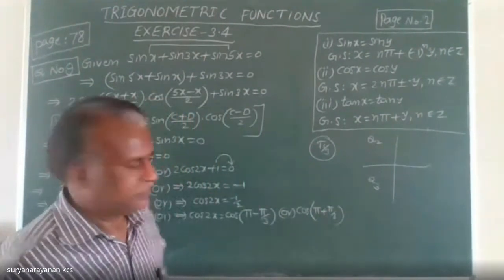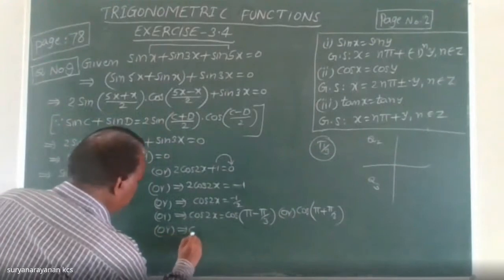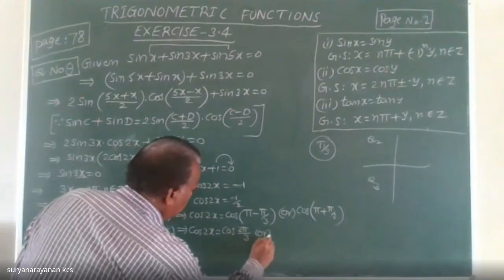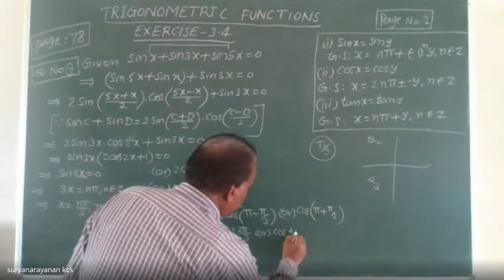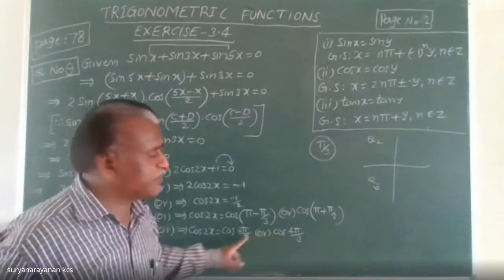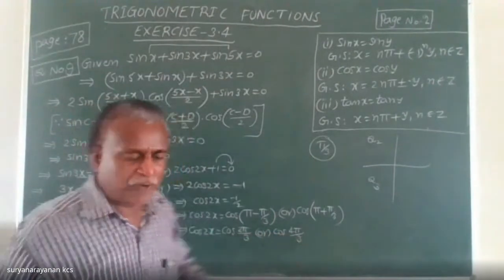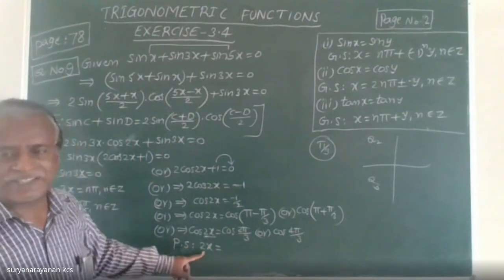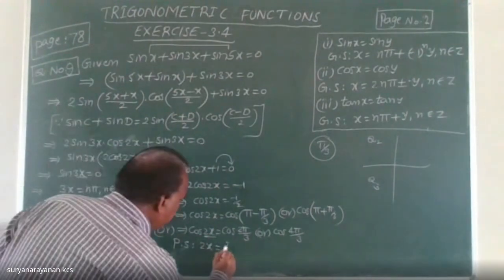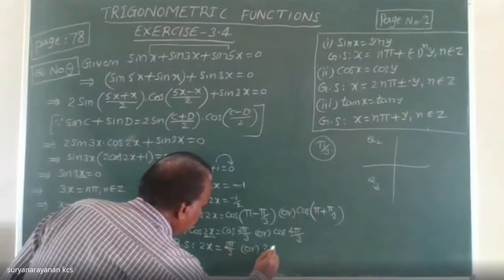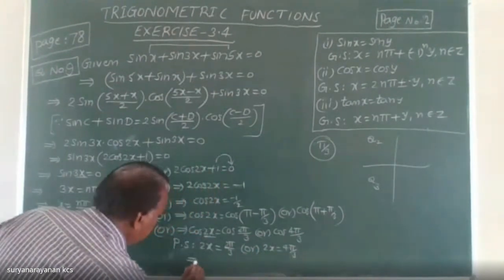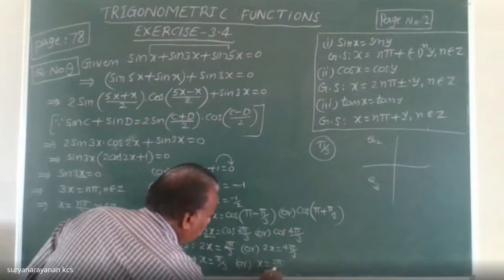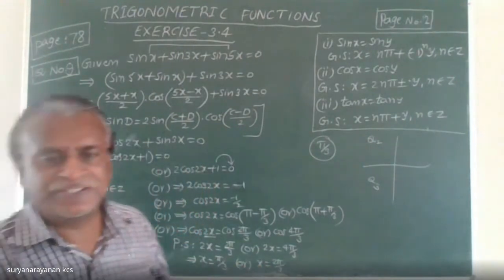Pi plus pi by 3. So this implies cos 2x is equal to 2 pi by 3 or cos 4 pi by 3. These two are principal solutions. 2 pi by 3, 4 pi by 3 are principal solutions. 2x, don't take it as x here. We have 2x only. 2x is equal to 2 pi by 3 or 2x is equal to 4 pi by 3. This implies x is equal to pi by 3 or x is equal to 2 pi by 3. This is the x value.